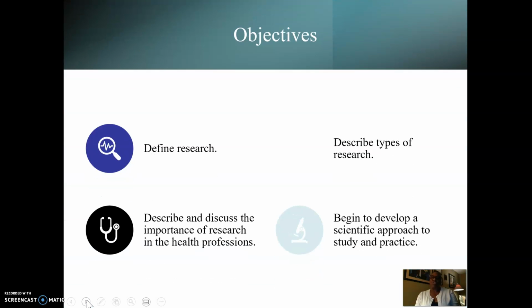The objectives for this chapter are to, 1, define research, 2, describe types of research, 3, describe and discuss the importance of research in health professions, and then 4, to begin to develop a scientific approach to study and practice.